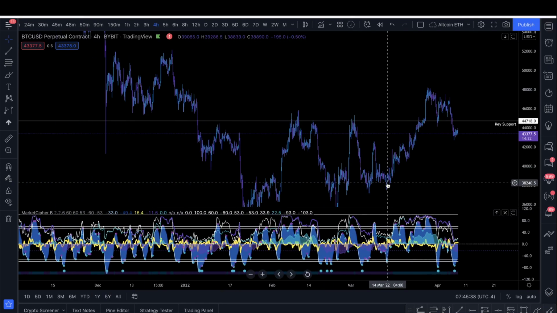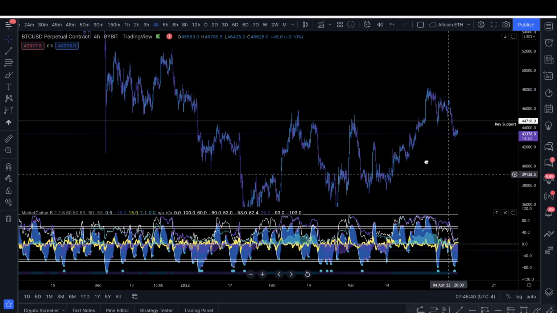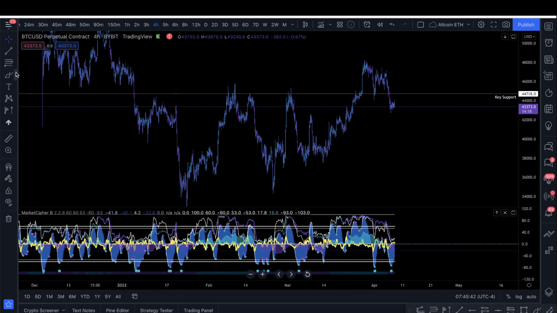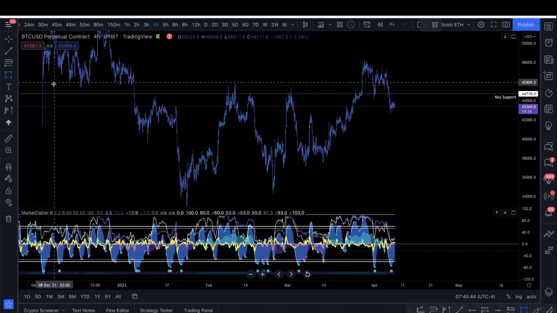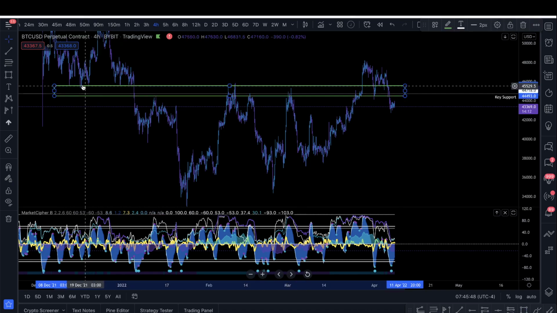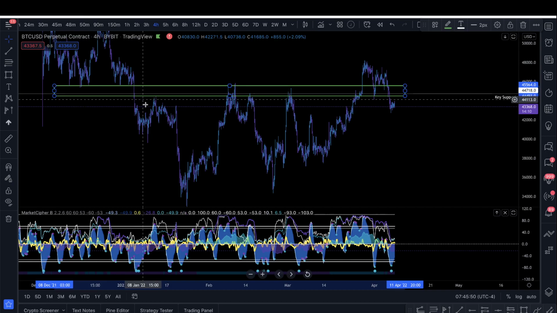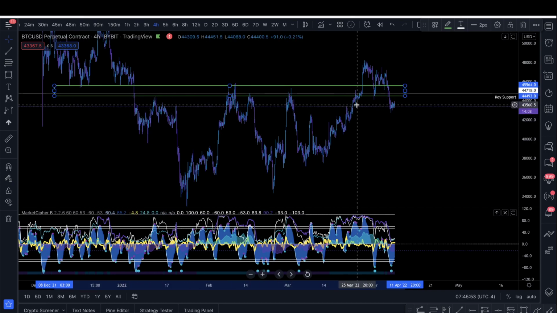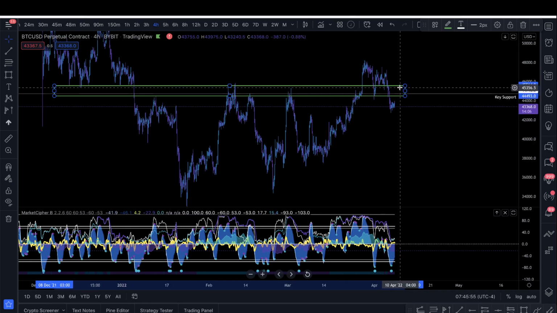So what is going on? Well, we have lost a very important area of support. And I would draw that area with this box right here, because this box has acted very clearly as support 1, 2, 3 times, and then resistance 1, 2, 3, 4, 5 times, support again before losing it.